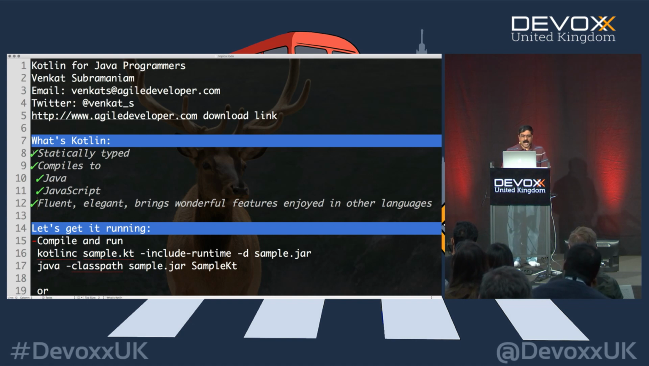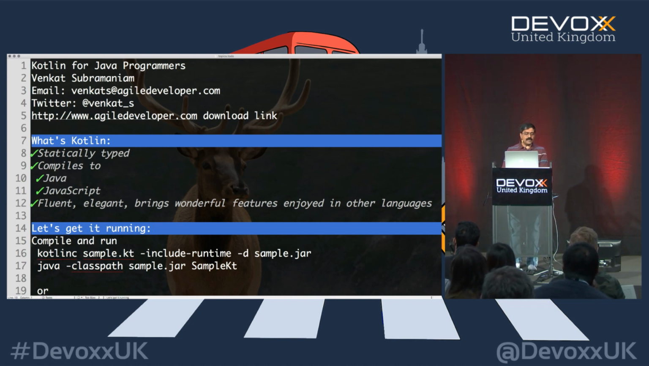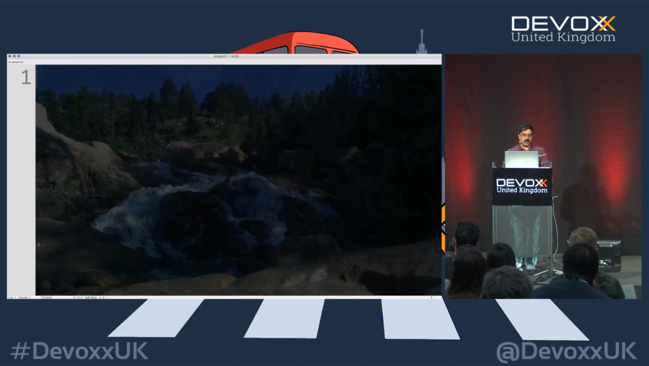Let's start with some basics. How do I write code? How do I compile this code? How do I run it? There are several options to do this. So I want to start with a few different examples here just to see how we can do this.